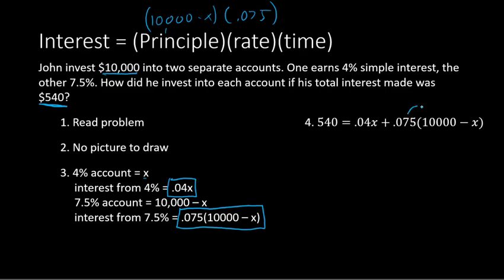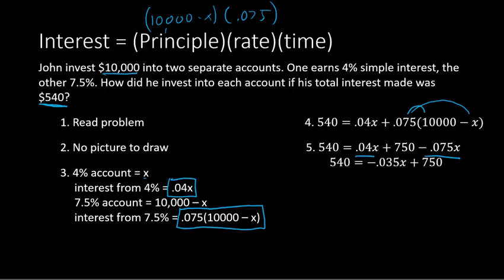So we can distribute the 0.075 to both terms, and that would give you 750 minus 0.075x. Then we can combine like terms, 0.04x minus 0.075x, and that would give you negative 0.035x. And then from here, we can subtract 750 from both sides. So we have 540 minus 750. That would give you negative 210. Then divide both sides by negative 0.035. That would give you x equaling 6,000. So x, the amount in the 4% account, is going to be 6,000. That is our first unknown.